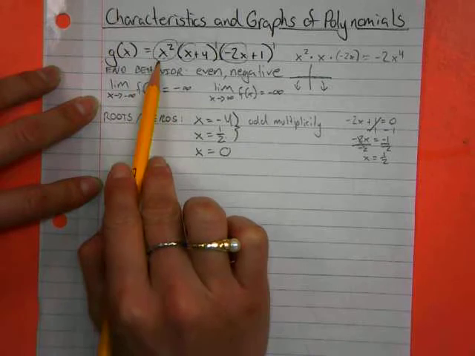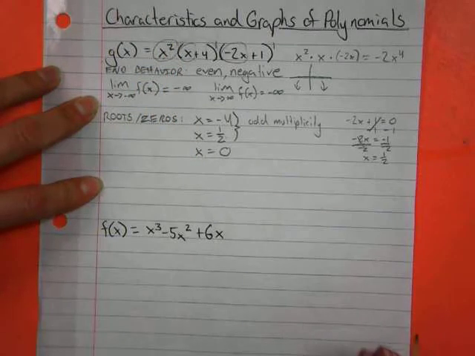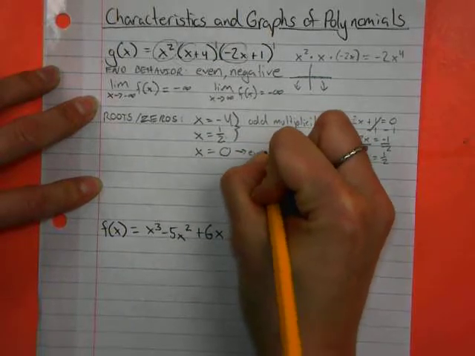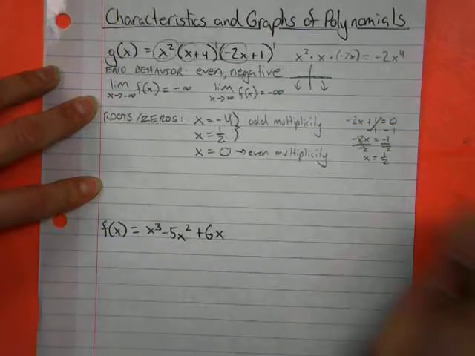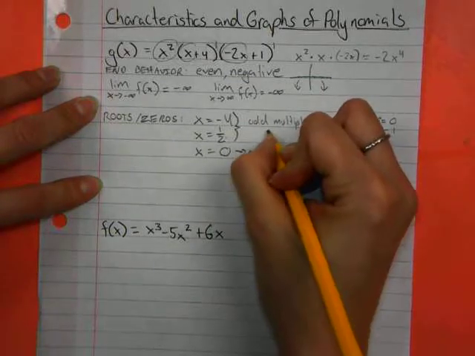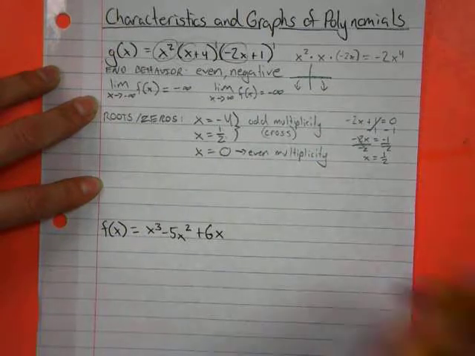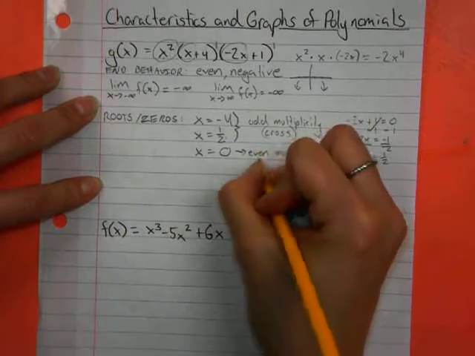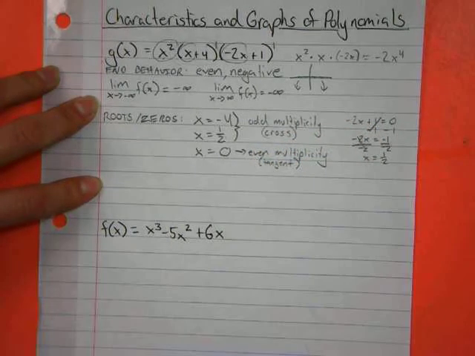And 0, if I look at 0, that factor is squared, and so that is an even number, so this one is going to have even multiplicity because it has a multiplicity of 2. So odd multiplicity, I know in my head, means that it's going to cross the x-axis at those points. Even multiplicity means at that point at 0, it's not going to cross, it's just going to be tangent, or it's going to kind of bounce against that point.